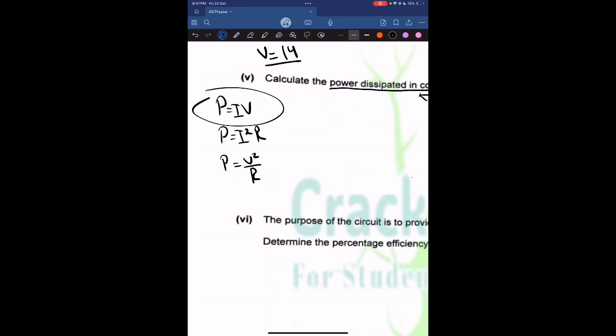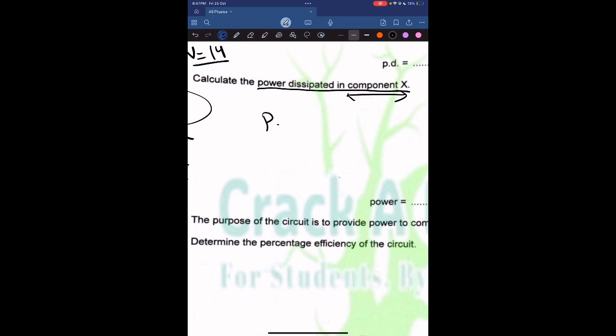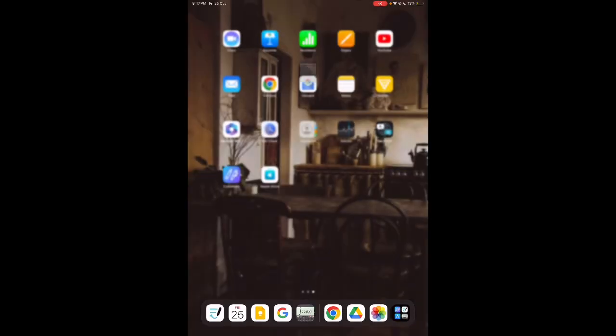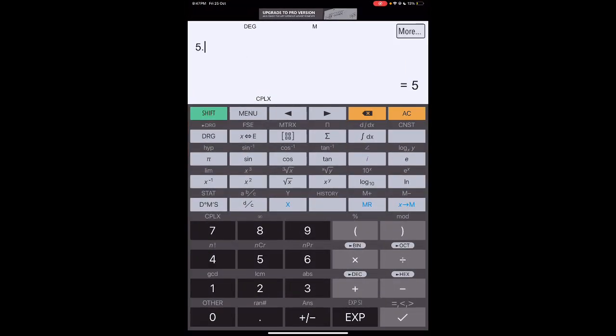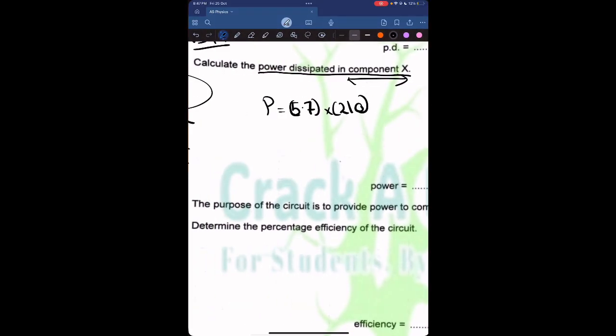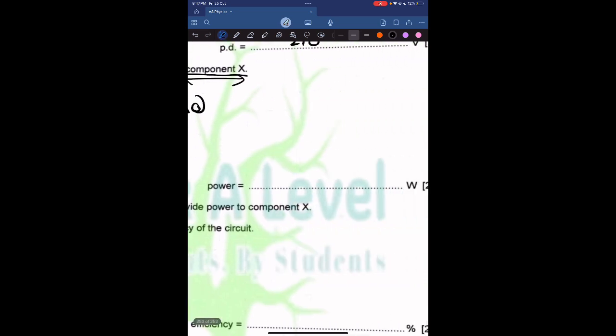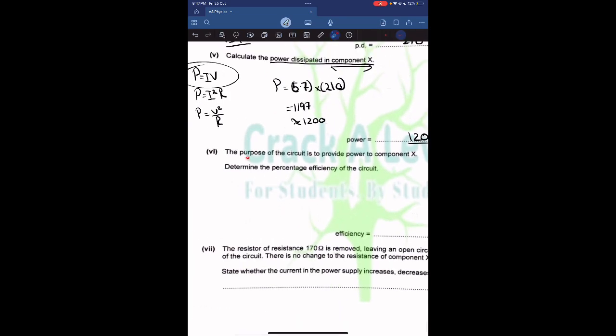All of them are correct. I'll use the simplest, P is equal to IV, so I'll just use P. Do I know the current across it? Well, yes, the current remains the same. And do I know the voltage across it? Yes, I know the voltage as well. So let's see, 5.7 into, we know the voltage, so it gives me 1197. Round this off, you'll get 1200 watts.